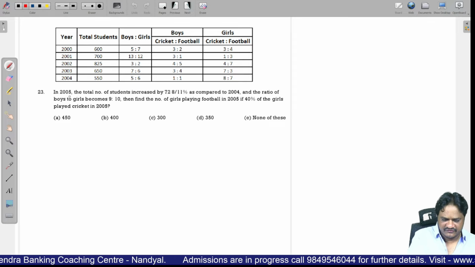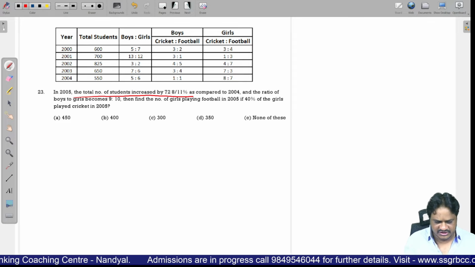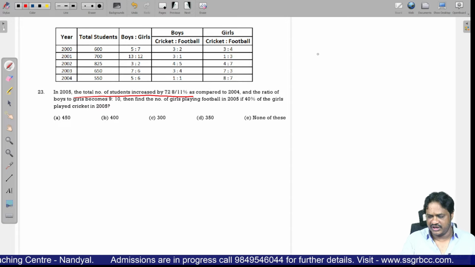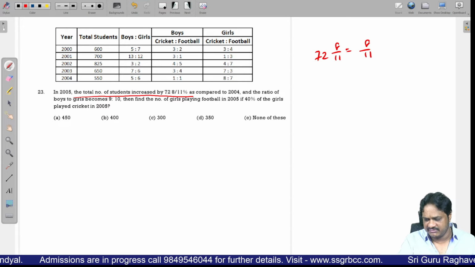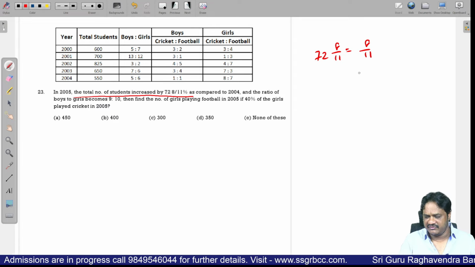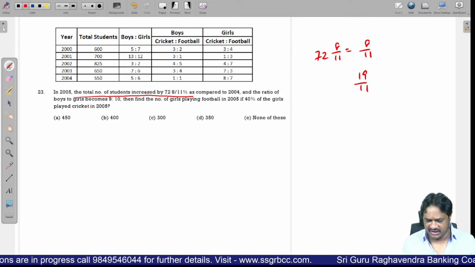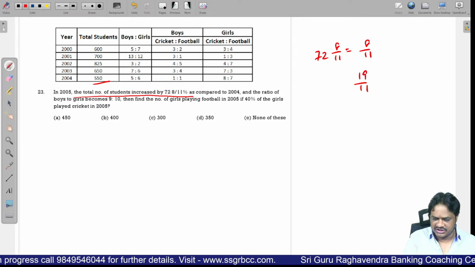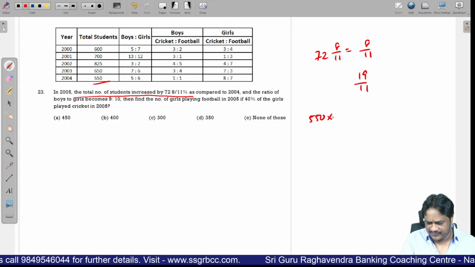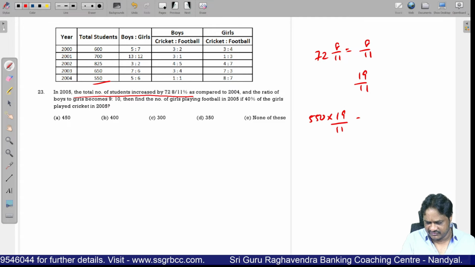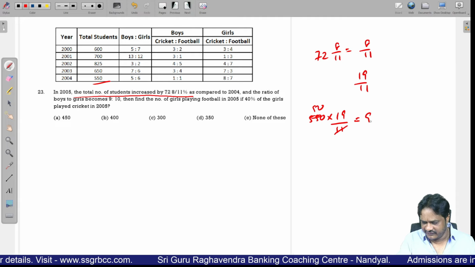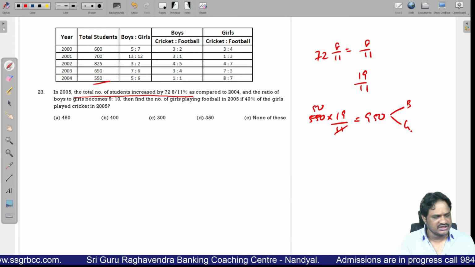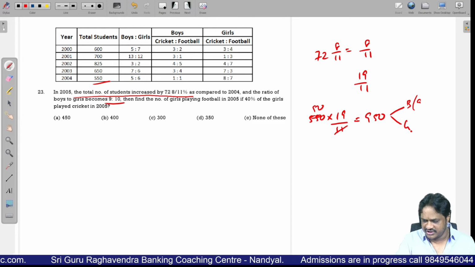In 2005, the total students increased by 8/11. See, 8/11 increase means 19/11. The 2004 total strength is 550. 2005's total strength will be 550 into 19/11, that will give 950. In this 950, boys and girls are there in the ratio of 9 is to 10.